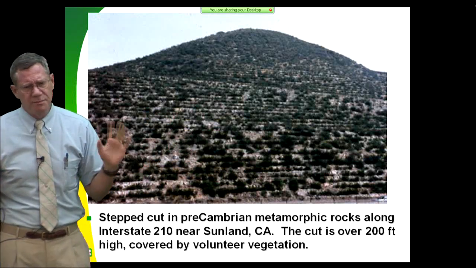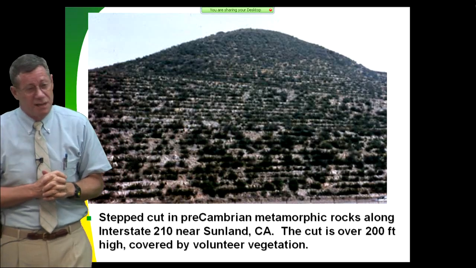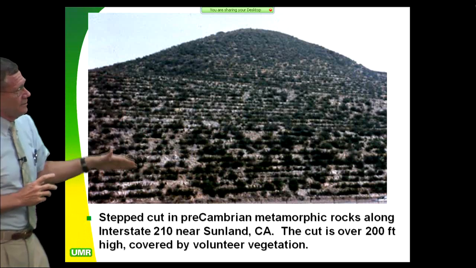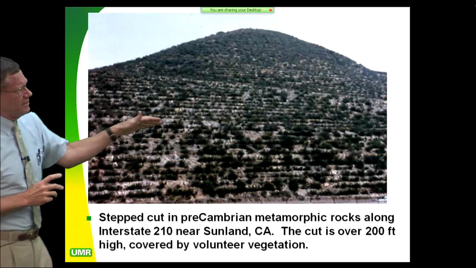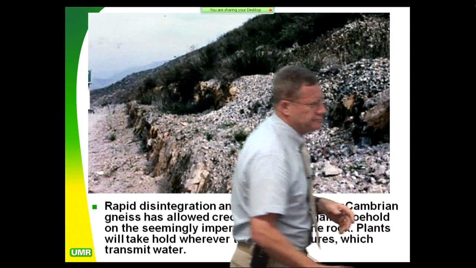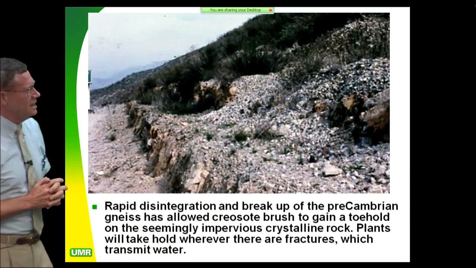Well, sometimes that's realistic or possible. A lot of times it's not possible to do that. So they came in here and they just made the stepped cuts, and they assumed that the cut would always be barren. Now, when you walk up here and you look at the slope close up, what do we see?